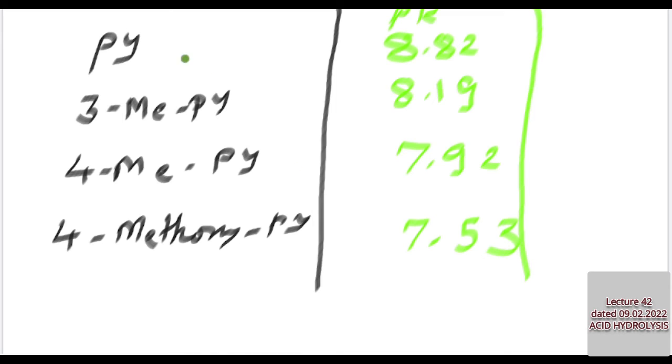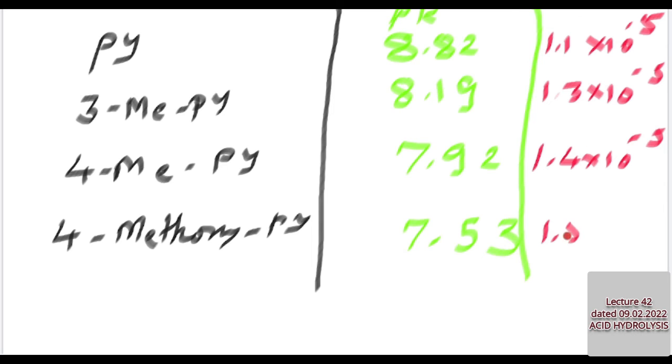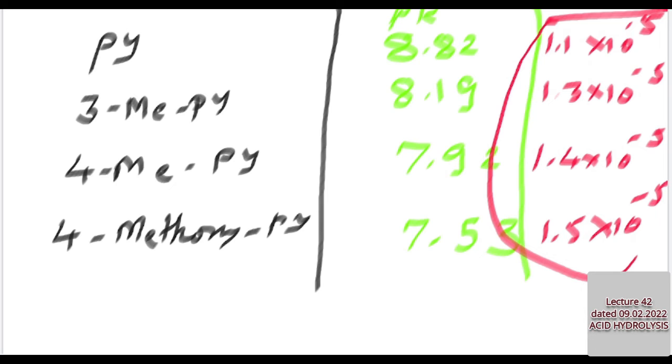If I represent it in terms of the rate constant, the rate of the reaction for such ligands, let me represent those rates also. The rate was found to be 1.1 into 10 raised to minus 5 for the pyridine complex. For the 3-methyl substituted pyridine complex, it was 1.3 into 10 raised to minus 5. Here 1.4 into 10 raised to minus 5, and here 1.5 into 10 raised to minus 5. Is the rate of the reaction increasing or decreasing? You have to compare these values. What do you find?